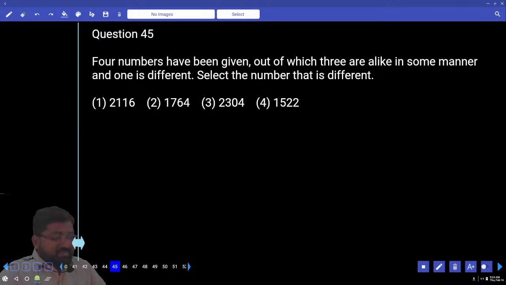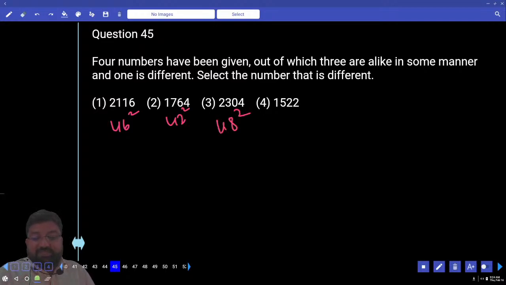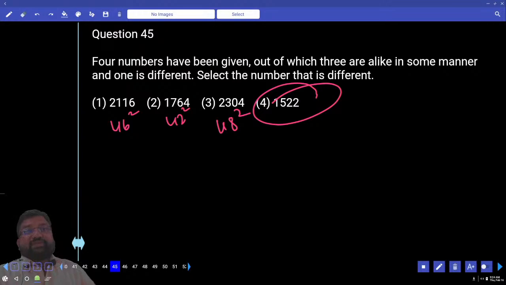And there is also another point here. This is also a square. 2116 is a square. What square is this? 46 square. What about the next one? 1764, 42 square. What about 2304? 48 square. This is not a square. Clear? Two logics, but still I got only one answer. So this is what the examiner tries to do. Even if you get more than one logic, they'll always make sure that there is only one answer.